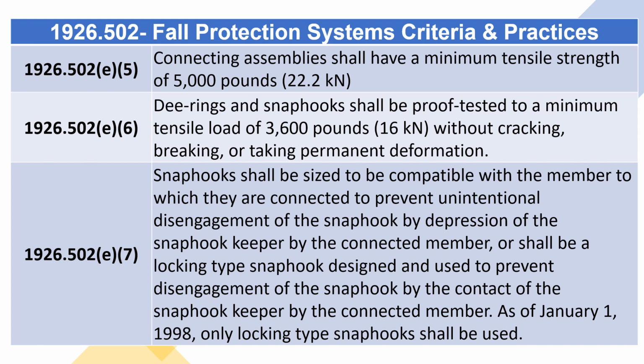1926.502(e)(7) Snaphooks shall be sized to be compatible with the member to which they are connected to prevent unintentional disengagement of the snaphook by depression of the snaphook keeper by the connected member, or shall be a locking-type snaphook designed and used to prevent disengagement of the snaphook by the contact of the snaphook keeper by the connected member. As of January 1, 1998, only locking-type snaphooks shall be used.